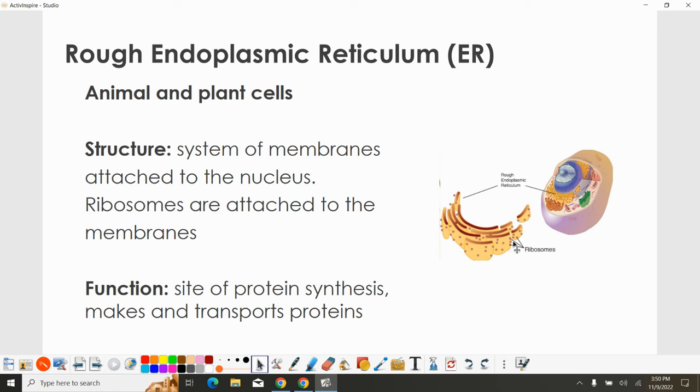Some of them are housed on this rough endoplasmic reticulum. It is a system of membranes that are attached to the nucleus. So these membranes attached to the nucleus, speckled with these ribosomes, give them a rough appearance. So it's called the rough endoplasmic reticulum. Think of it as the factory floor. If the ribosomes are the machines that make the proteins, the endoplasmic reticulum is the site where you find them, the floor where they're spread out and attached, where they're located.